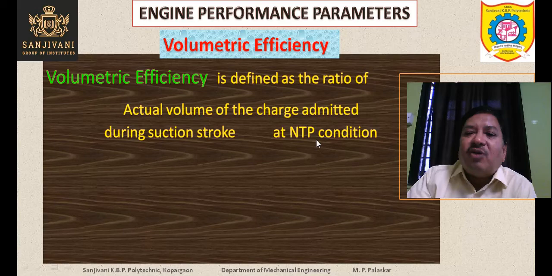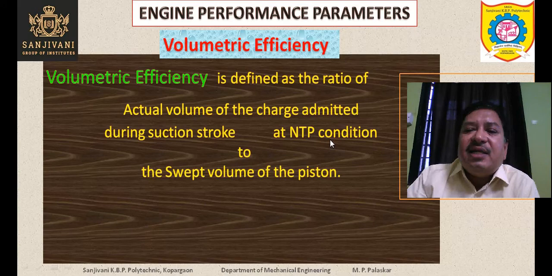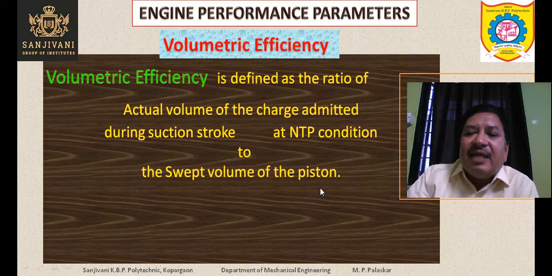So the volumetric efficiency is defined as the ratio of actual volume of the charge admitted during suction stroke at NTP condition to the swept volume of the piston. Theoretically, it is expected that the charge which should be admitted inside the engine cylinder should be equal to the swept volume of the piston. But it is not the practical case. Practically, the charge which is admitted is less than the swept volume of the piston at NTP conditions.